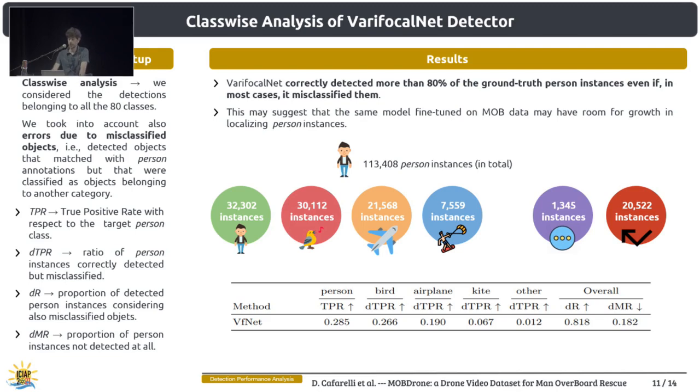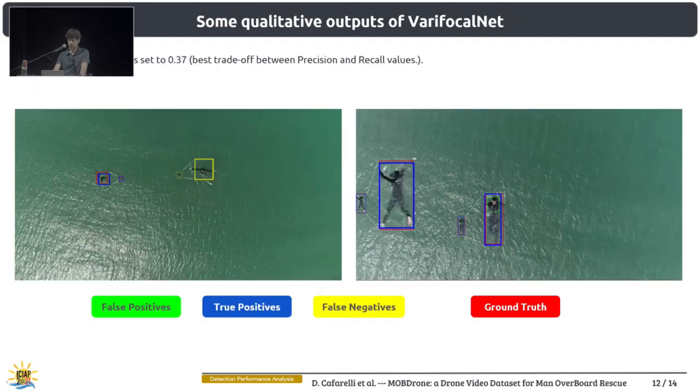And as you can see, Varifocal network correctly detected more than 80% of the ground truth person instances, even if in most cases it misclassified them. For example, often persons are detected as birds, and this can suggest that the same model fine-tuned on the MOB data may have room for growth in localizing person instances. Finally, I would like to show you just a couple of qualitative outputs of Varifocal network, where I highlighted with different colors false positive, true positive, false negative, and ground truth bounding boxes.